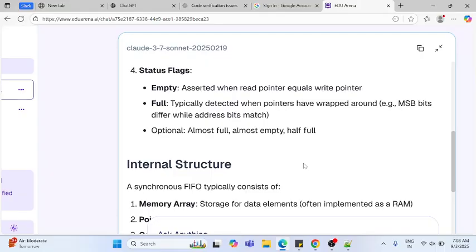We have the empty status flag. It is asserted when read pointer equals the write pointer. And full is typically detected when pointers have wrapped, that is, MSB bits differ while address bits match. If you have written the data in all the locations, then the buffer is full. When it is full, we have to read the data so that the buffer is ready for the next round of reading and writing. Almost full, almost empty, half full are only optional.